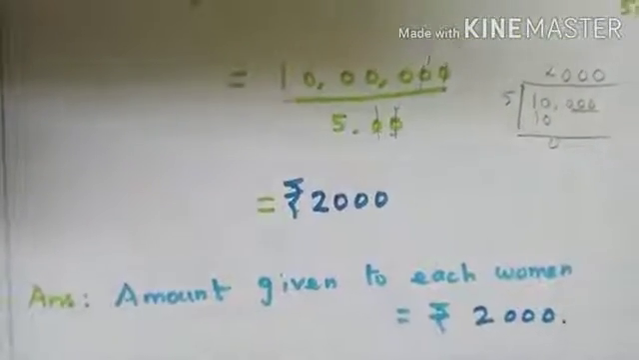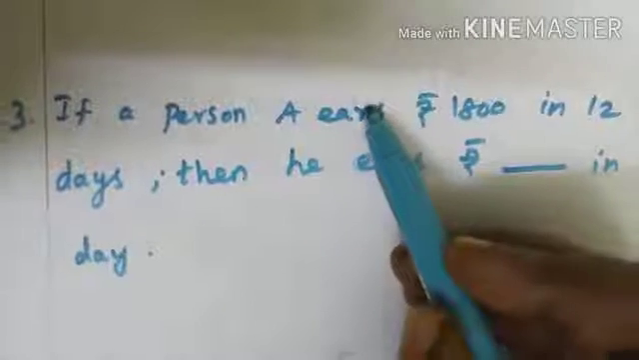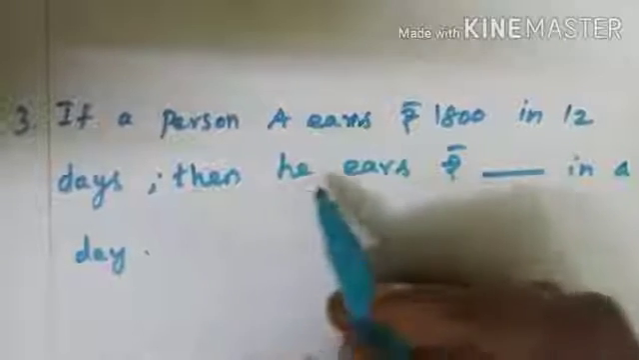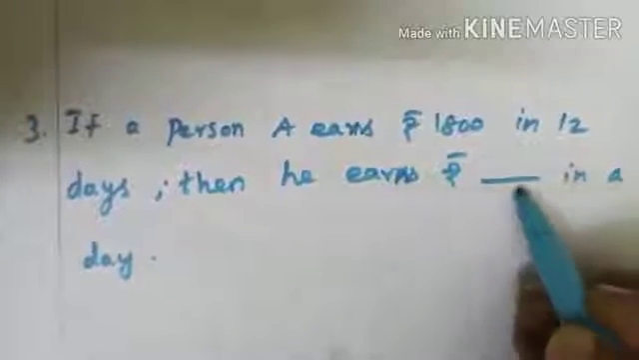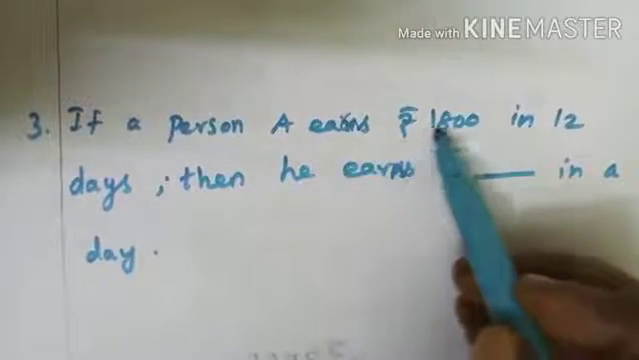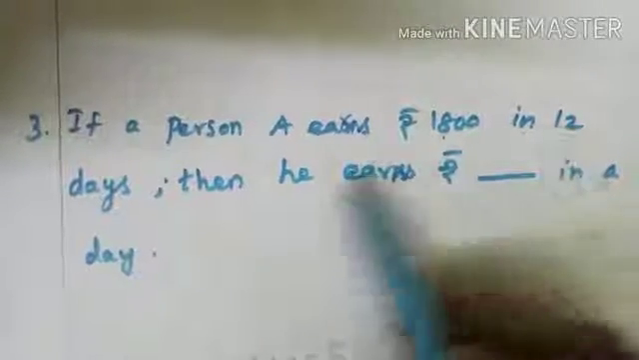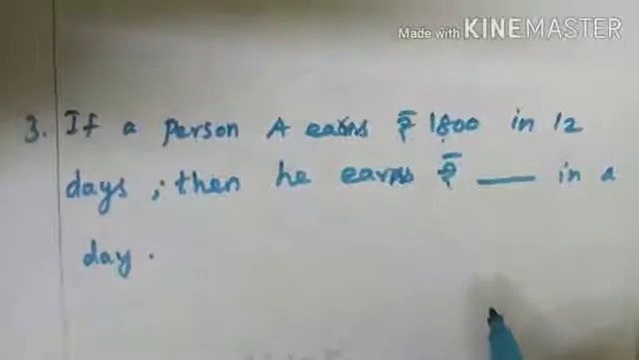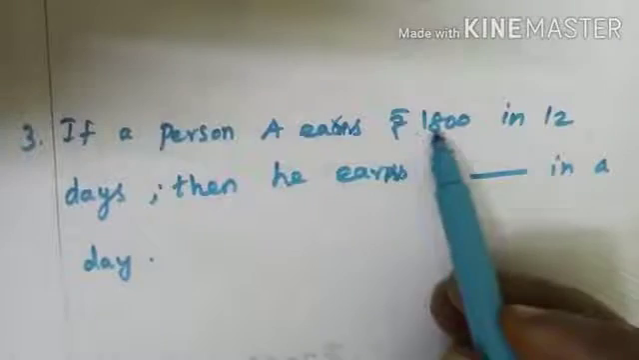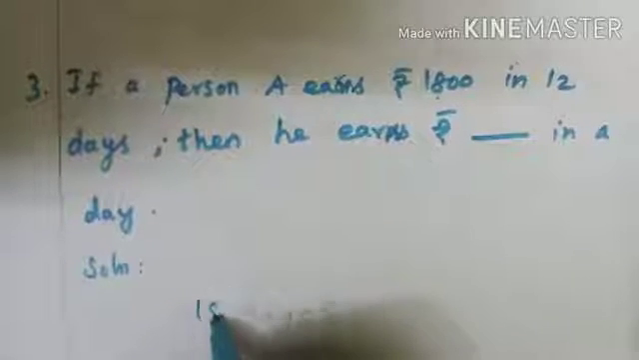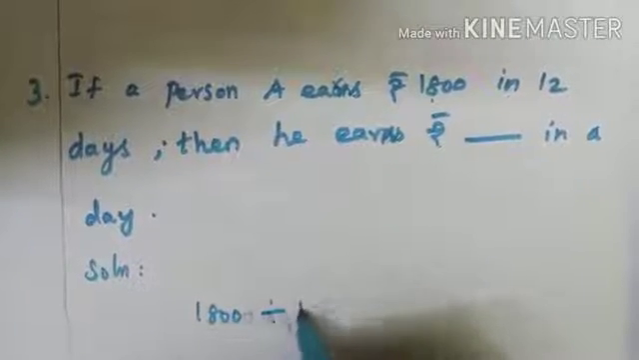Okay. The third question. If a person A earns rupees 1,800 in 12 days, then he earns rupees dash in a day. So a person A earns how much rupees? Rupees 1,800 in 12 days. Then he earns dash in one day. How much is he earning? So we are going to divide 1,800 by 12. So the solution is 1,800 divided by 12.